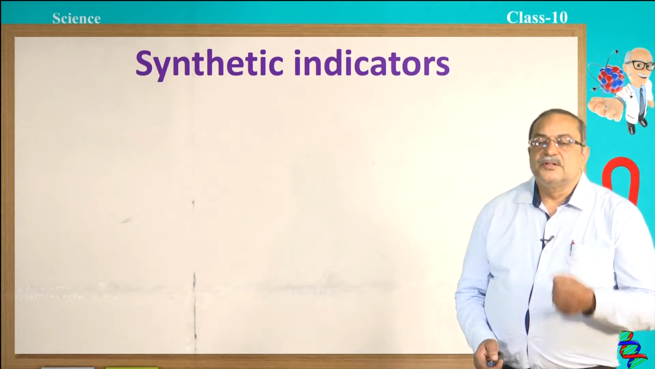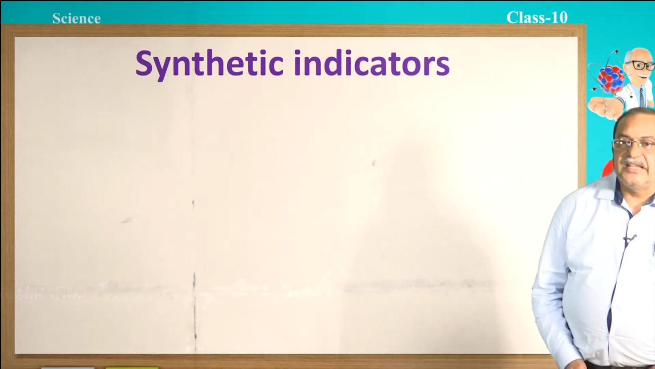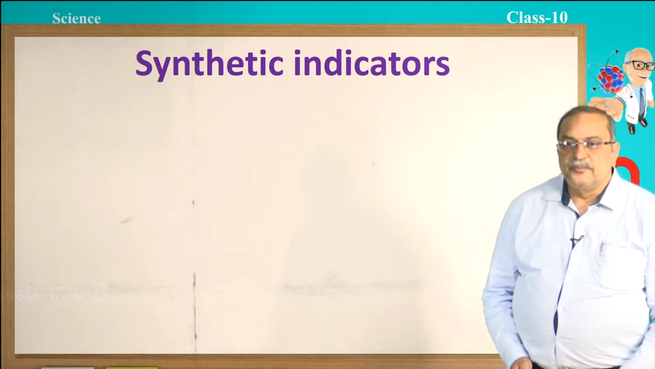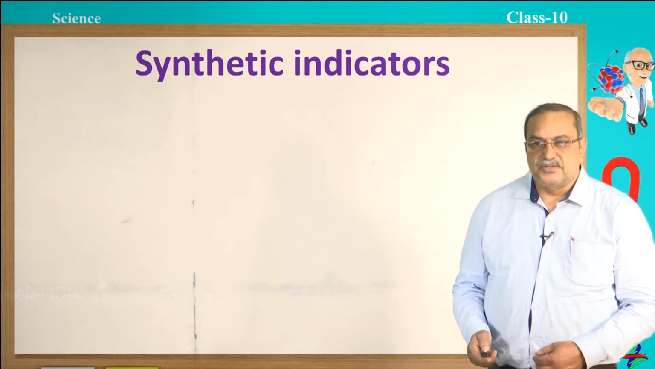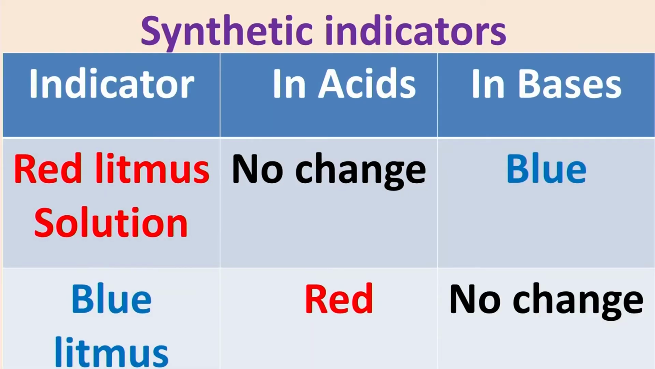Okay. Now, that is natural. Now, we are going to study about synthetic indicators. Synthetic means we are going to prepare or manufacture ourselves by using some chemicals. So, these indicators are nothing but red litmus solution and blue litmus solution. Okay. So, the red litmus solution, no change in acid, but it changes to blue in bases. So, red litmus solution in acid no change will show, in bases it turns to blue.